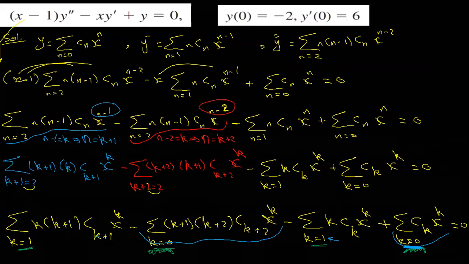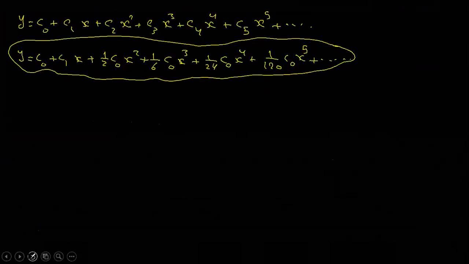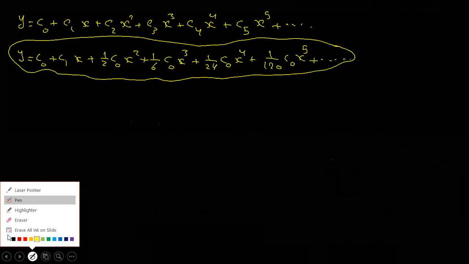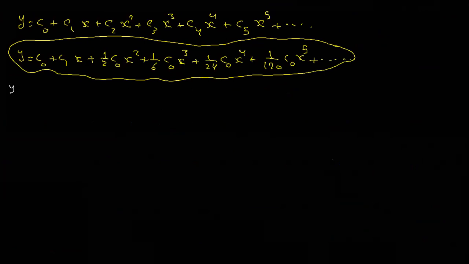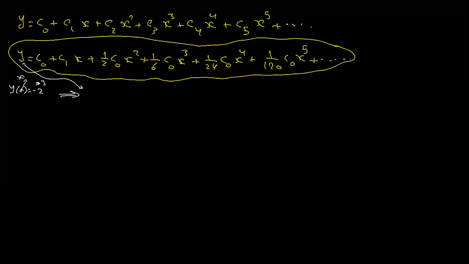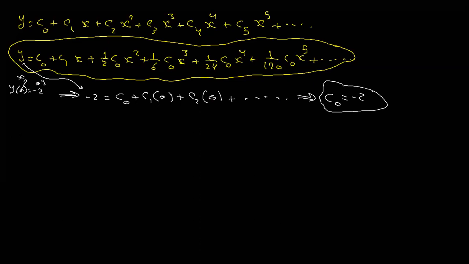So the first condition, y at 0 equal -2. This 0 is for x and this is for y. That will give me, instead of this y, -2 equal C0 plus C1 times my x, which is 0, plus C2 times 0 times 0, 0, 0. So I found the first constant to be -2. Great.